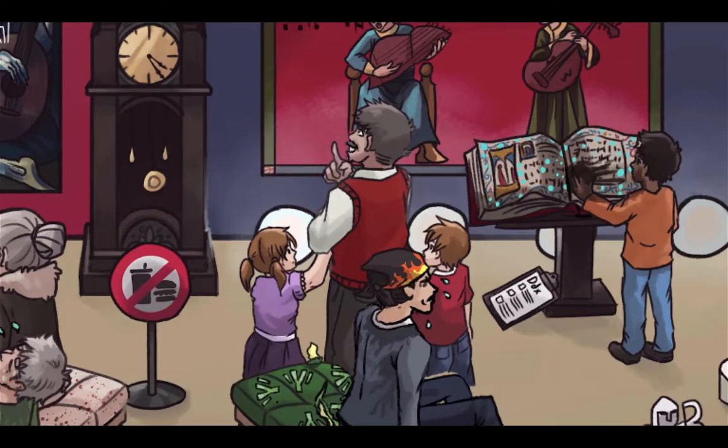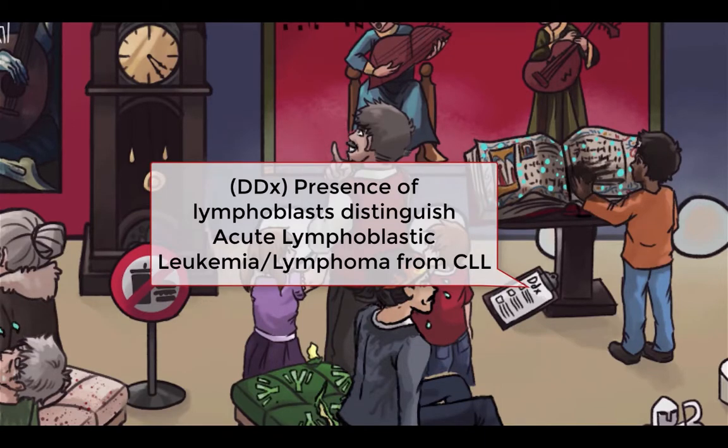For now, there's one last disease to consider on your differential: acute lymphoblastic leukemia. Patients with ALL can present similarly to those with symptomatic CLL. However, as its name suggests, ALL produces lymphoblasts on peripheral smear or bone marrow biopsy, whereas CLL should not.